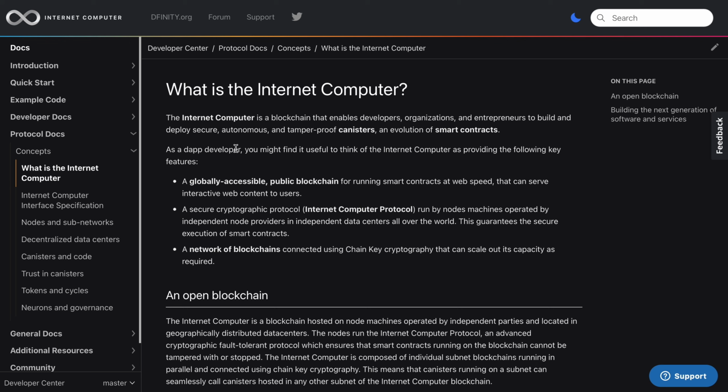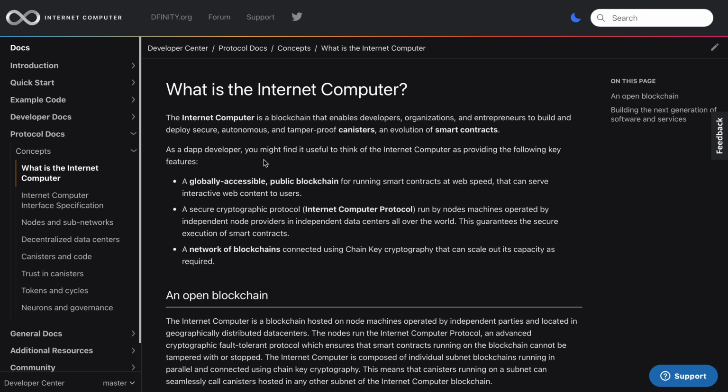So what is the Internet Computer? The Internet Computer is a blockchain that enables developers, organizations, and entrepreneurs to build and deploy secure, autonomous, and tamper-proof canisters, an evolution of smart contracts.